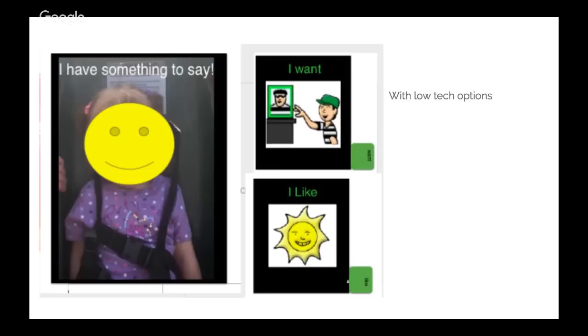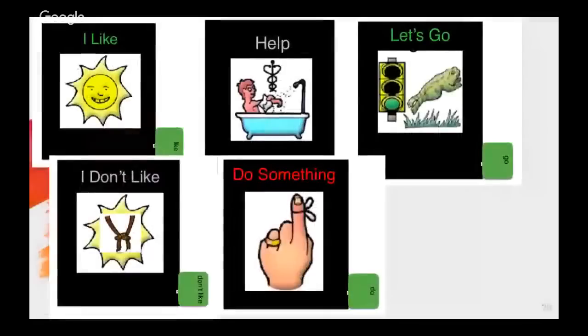So we have I want, I like, help, let's go, I don't like, do something. And you can see those symbols are still right there. So we go through the process of saying all the different ones. Originally, we were looking for a smile or a head movement. Now when we get to the page that she wants, or if she even wants to initiate communication, she will take her hand and slap down.